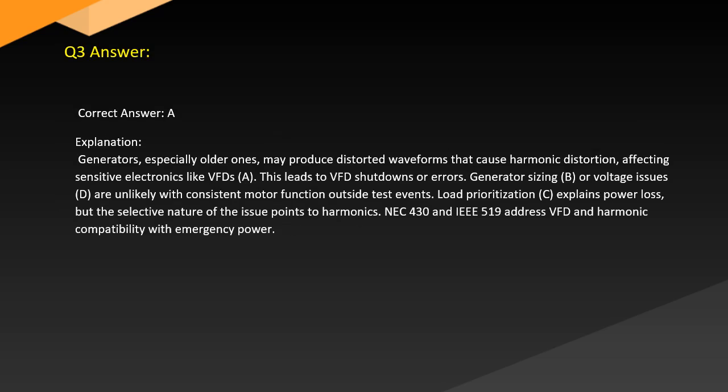Answer. Correct answer: A. Explanation. Generators, especially older ones, may produce distorted waveforms that cause harmonic distortion affecting sensitive electronics like VFDs. This leads to VFD shutdowns or errors. Generator sizing (B) or voltage issues (D) are unlikely with consistent motor function outside test events. Load prioritization (C) explains power loss, but the selective nature of the issue points to harmonics. NFPA 110 and IEEE 519 address VFD and harmonic compatibility with emergency power.